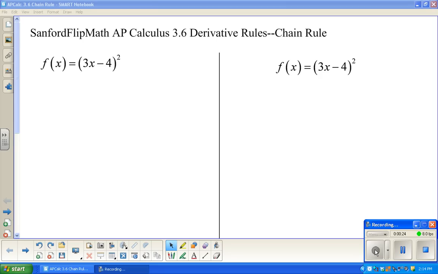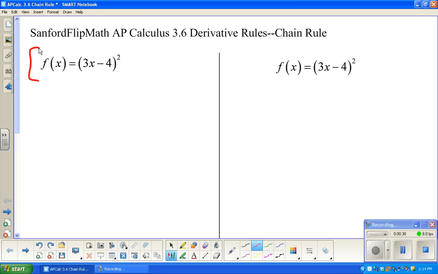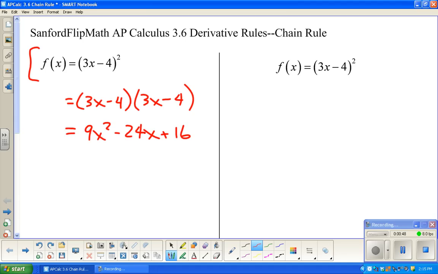Okay, so first of all, if I wanted the derivative of this f of x, I already know how to do that. The issue is right now I'd have to multiply this out. So 3x minus 4 times 3x minus 4, and this is not a big deal. This is a little Algebra 1, so 9x squared minus 24x plus 16. And again, this is still f of x. I've not done a derivative yet. And then f prime of x.